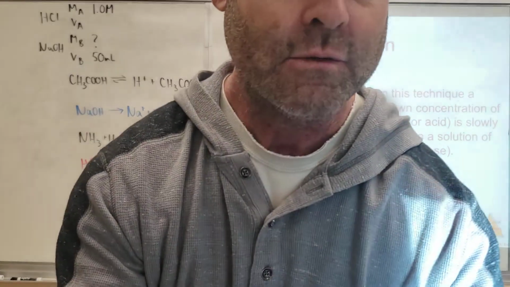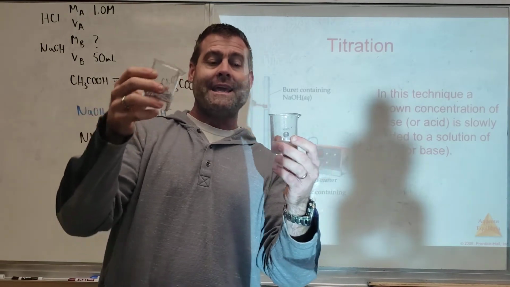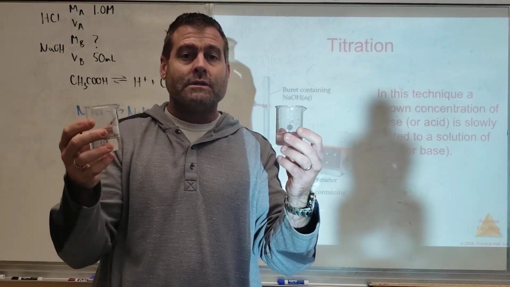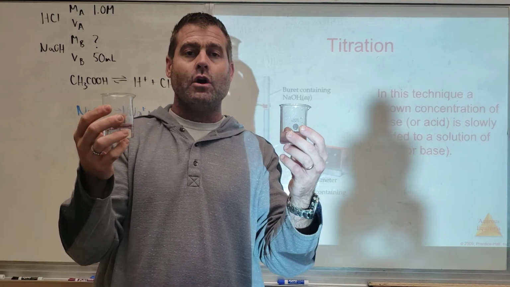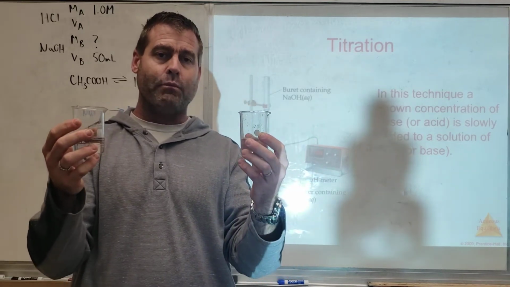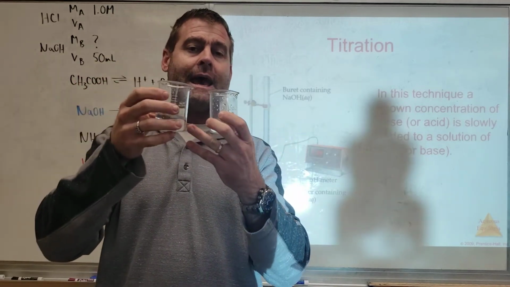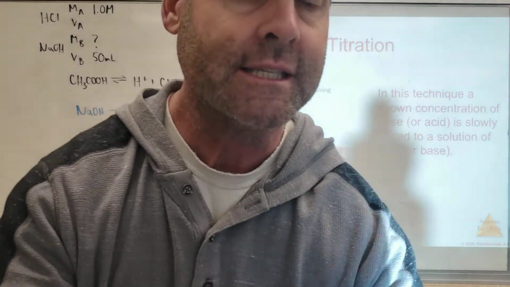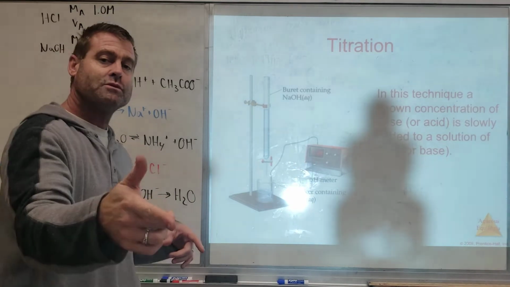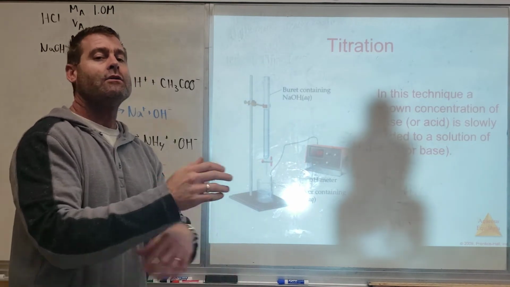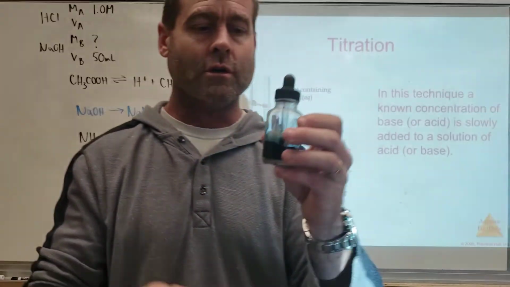But you guys could imagine, what's the problem? Ultimately it's going to be neutralized, but I'm not going to know when I've reached that point, right? Because if I keep adding acid, there's going to come a point in which the H plus ions that I'm adding are going to exceed the OH minus ions, and then that solution, which was a base, now becomes an acid. So how do we alleviate that problem? We use what's called an indicator.